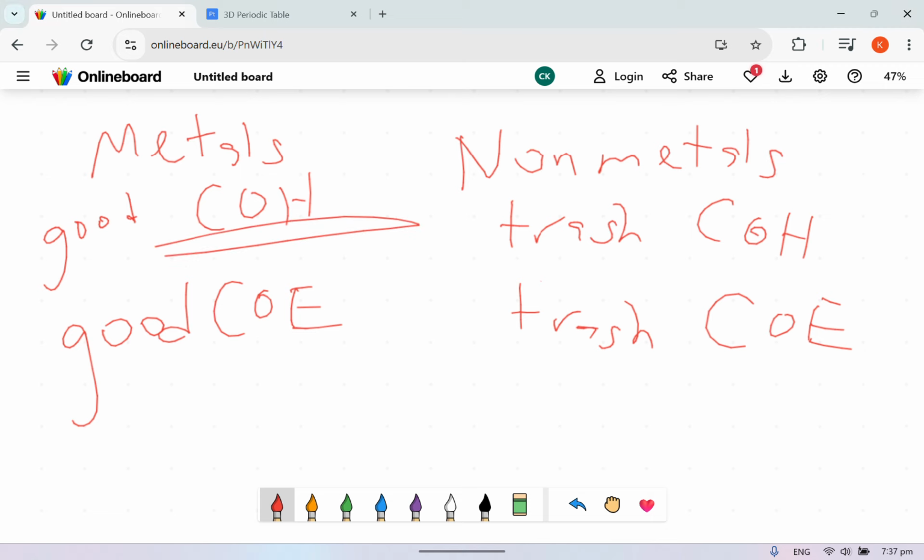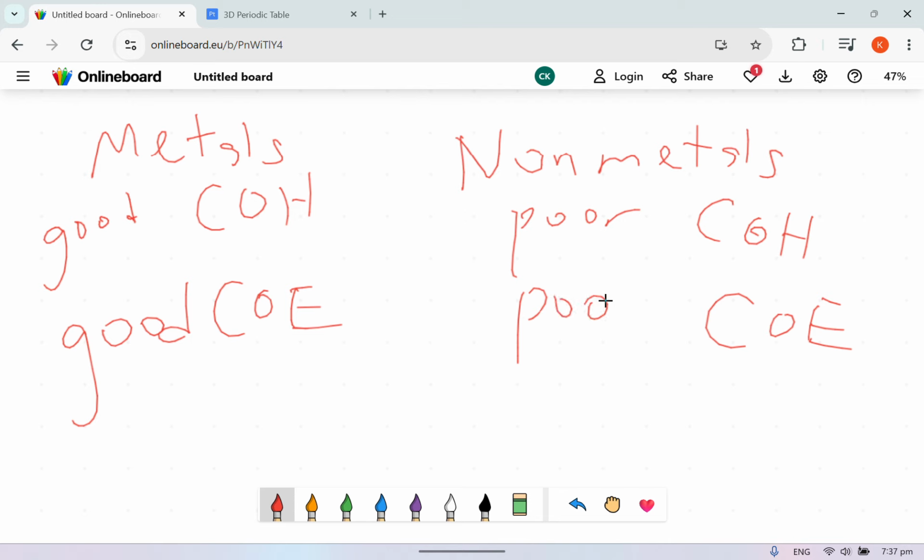Just in case you guys don't know what COH is, COE is. COH basically stands for conductor of heat. COE stands for conductor of electricity. Now, please do not write trash COH, trash COE. Write poor. Okay. But actually, usually you don't need to write poor conductor of electricity. Usually, you just write IOE, which basically means insulator of electricity. But you don't say insulator of heat. I mean, you can technically say that, but usually you just say poor conductor of heat.